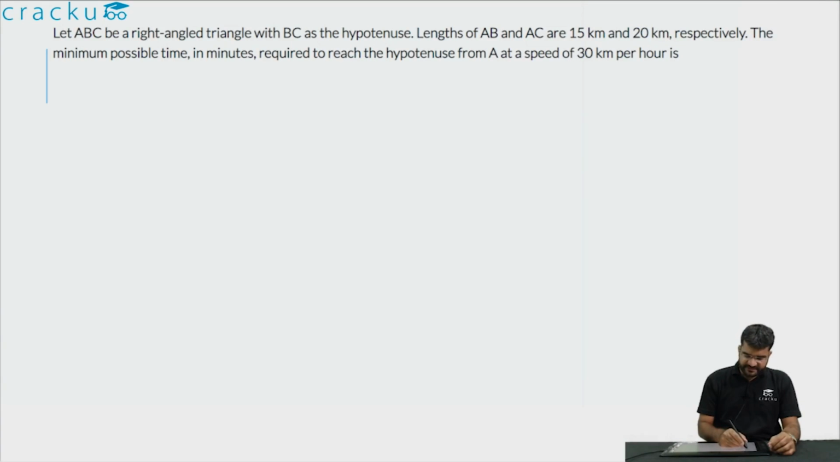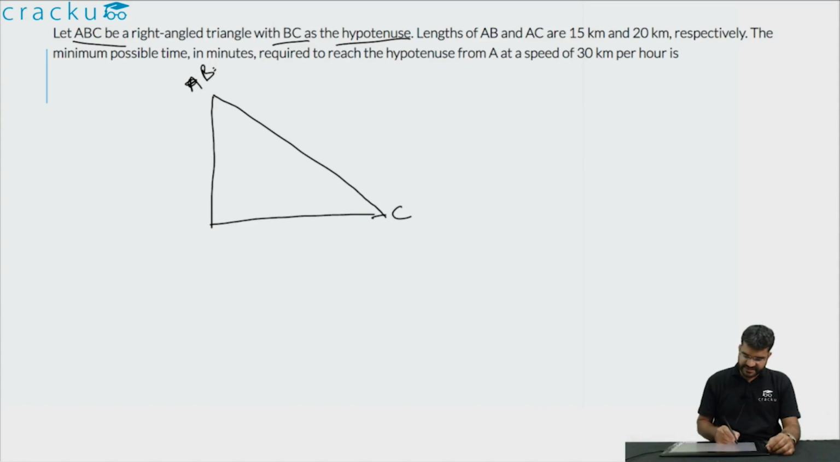In this question, we are given that ABC is a right angle triangle with BC as the hypotenuse. So let this be ABC. This is BC, the hypotenuse, and A is the right angle. The lengths of AB and AC are 15 and 20 kilometers. So AB is 15 kilometers, AC is 20 kilometers. Therefore, BC has to be 25 kilometers. This is using the simple Pythagoras theorem, that is 15 square plus 20 square.